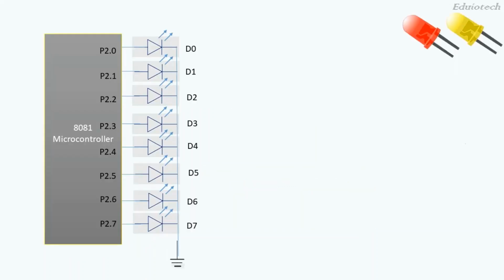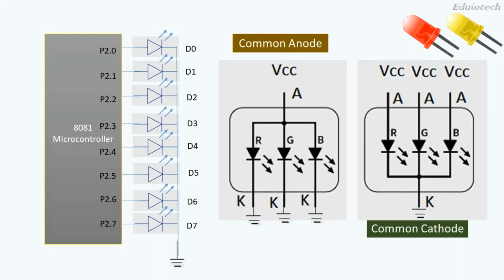There are two ways of LED configuration, that is common anode and common cathode. In common anode, all LEDs are connected to common VCC, while in common cathode, all the LEDs are provided with the common ground. This is how you interface LEDs with port pins of the microcontroller. Here 8 LEDs are interfaced with 8 pins of port P2, that is pin P2.0 to pin P2.7. Here the LED is connected in common cathode configuration.